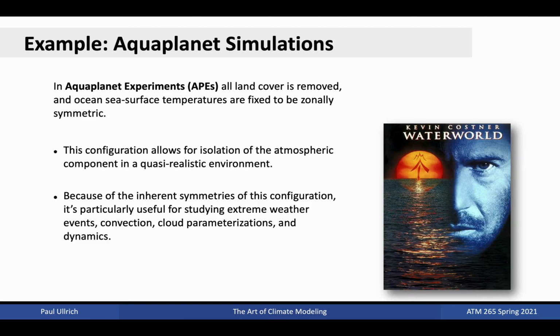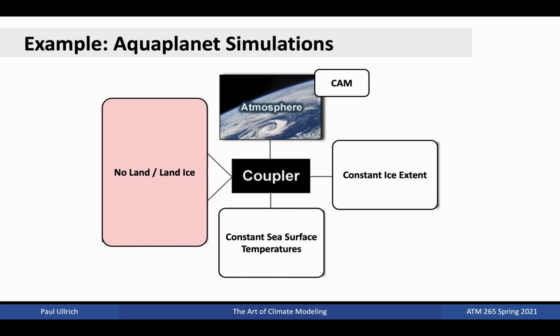Moving towards the more complicated end of the scale, we see Aquaplanet experiments, or APEs. Under the Aquaplanet configuration, all land cover is removed and ocean sea surface temperatures are fixed to be zonally symmetric. This configuration allows us to isolate the atmospheric component of the model while maintaining the realism that comes with the inclusion of physical parameterizations. Because of the inherent symmetries in this configuration, it's particularly useful for studying extreme weather events, convection, cloud parameterizations, and dynamics. This is because these symmetries enable a large statistical sample of these features. The APE configuration is depicted here.